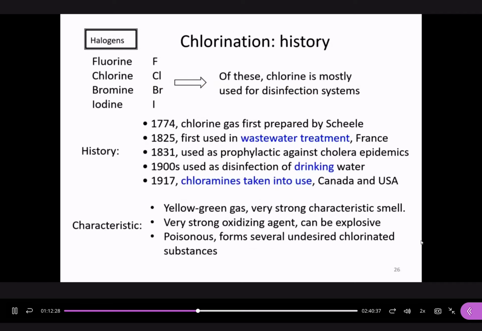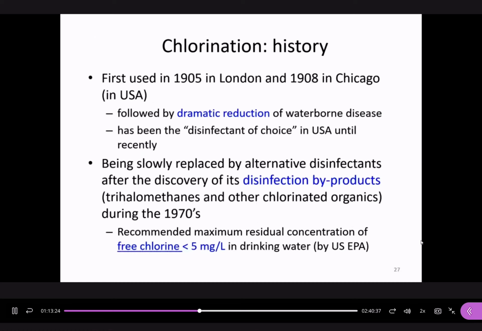All right. So chlorine is one of the halogens: fluorine, chlorine, bromine, and iodine. In 1825 it was first used in wastewater treatment in France, and in 1917 chlorine and amines were taken into use in Canada and the USA. Chlorine gas is yellow-green with a very strong characteristic smell. Everyone has the feeling, if you go to a swimming pool, the smell is very obvious. It is a very strong oxidizing agent, can be explosive, and is poisonous. It forms several undesired chlorinated substances.